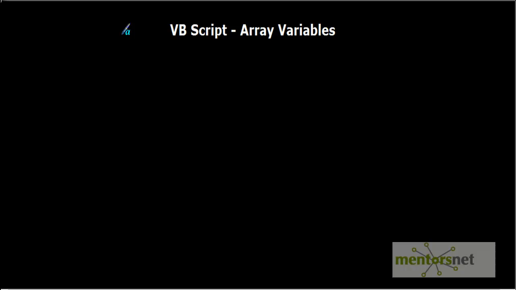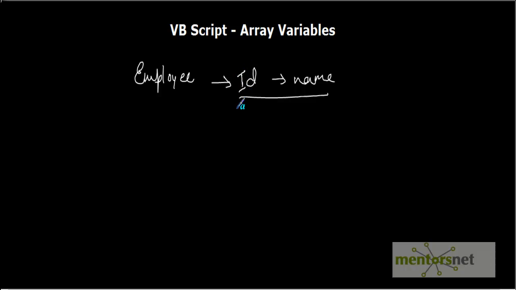Now let's take a scenario where we want to save the employee information, like its ID and its corresponding name, in an array. To store two values like ID and name is not possible in a one-dimensional array. So for this purpose, we will use a multi-dimensional array.